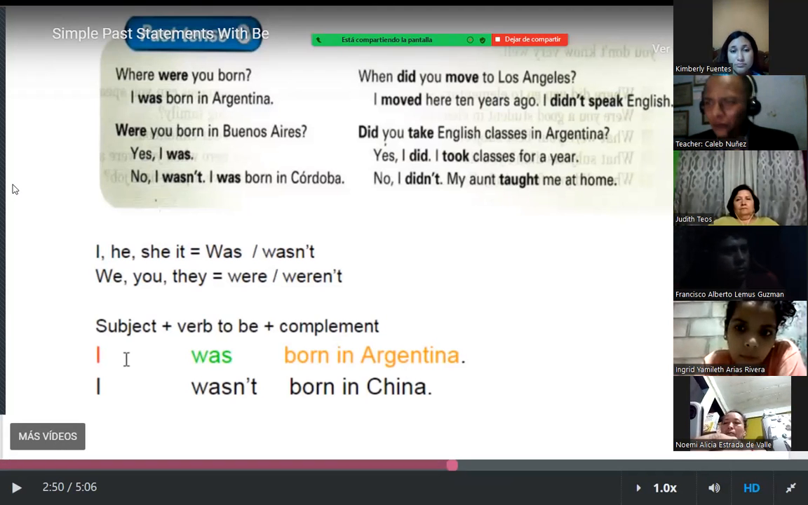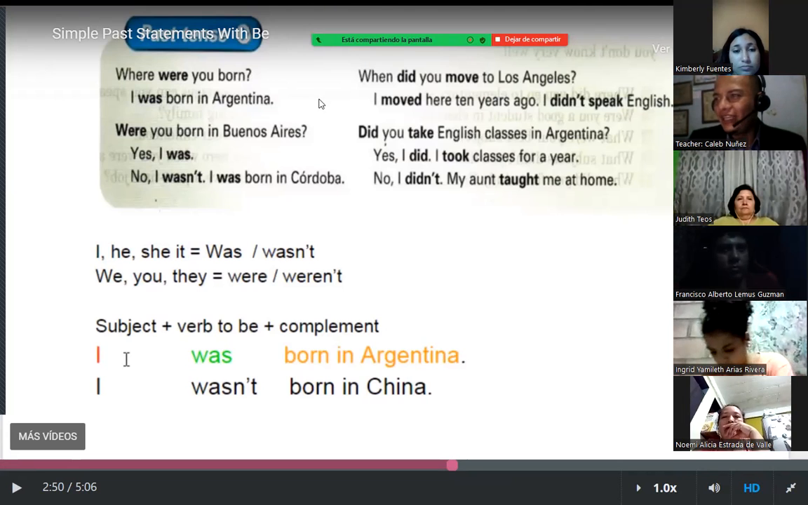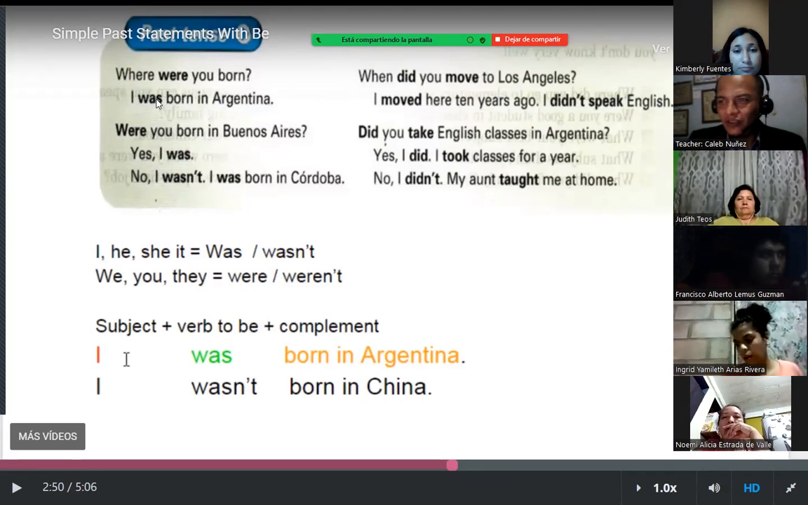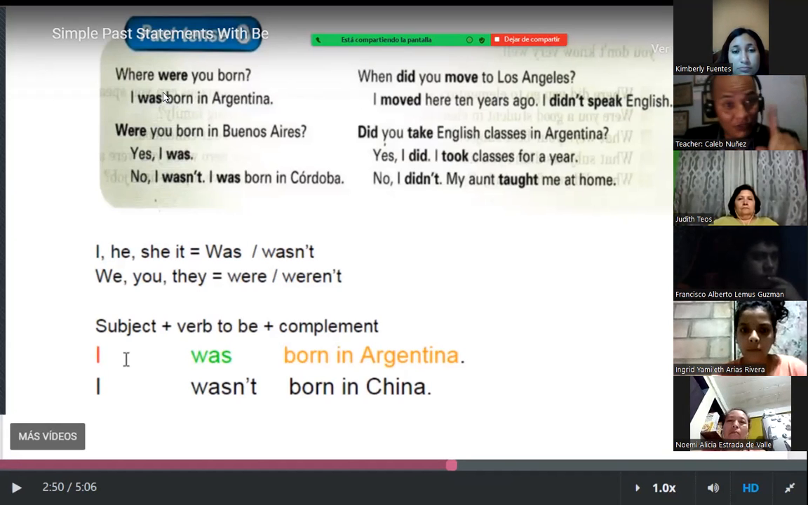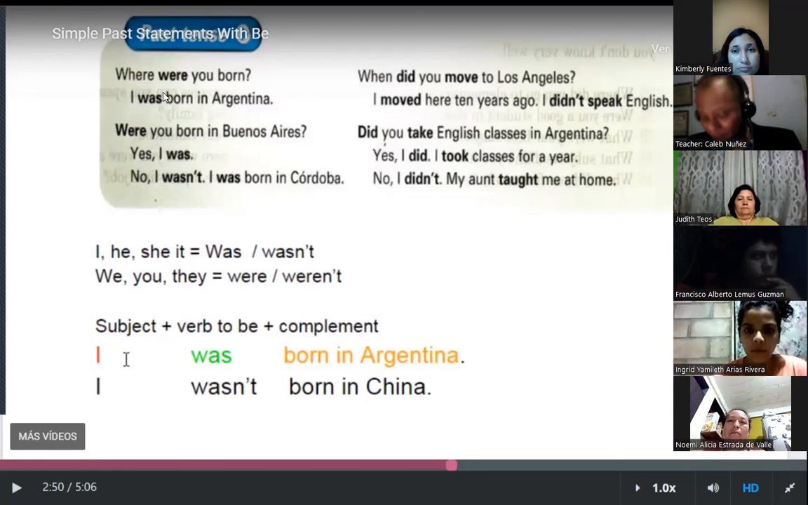Let's start. Where were you born? The question is, where were you born? You have to say something positive and something negative using these formulas, right? The verb to be in simple past. Let's start with someone who hasn't participated. Let's go with Jose Enrique. What about you? Something positive, something negative, verb to be.